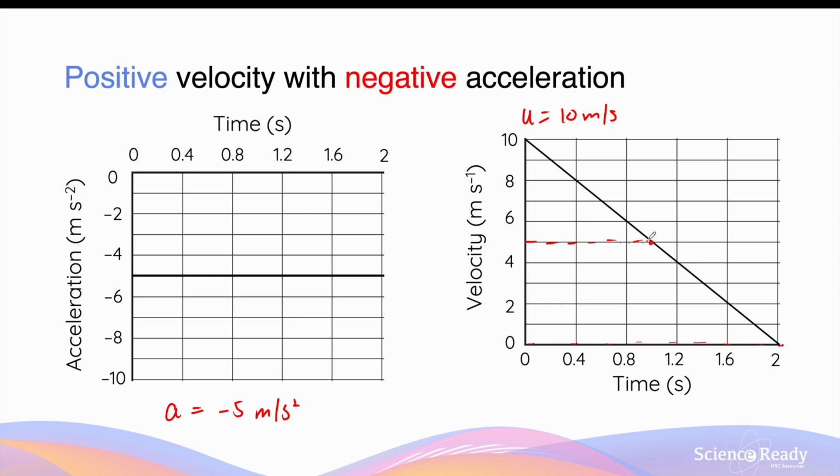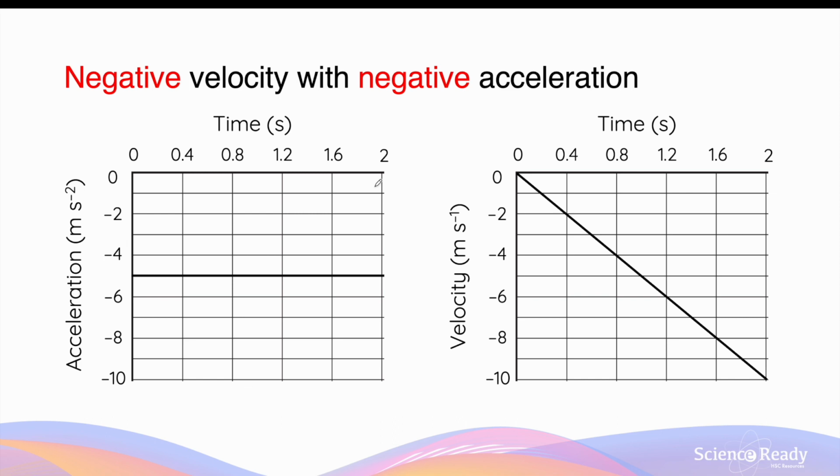And again, we can calculate the gradient of the velocity versus time graph to confirm that the acceleration is indeed -5 meters per second squared. So here, the gradient is equal to the final velocity, which is 0, minus the initial velocity, which is 10 meters per second, divided by the span of 2 seconds, and we'll get -5 meters per second squared. When an object has a negative acceleration with a positive velocity, this is also known as deceleration, because the negative acceleration will decrease the speed of the object.